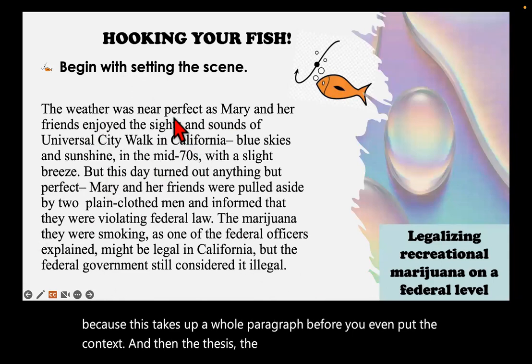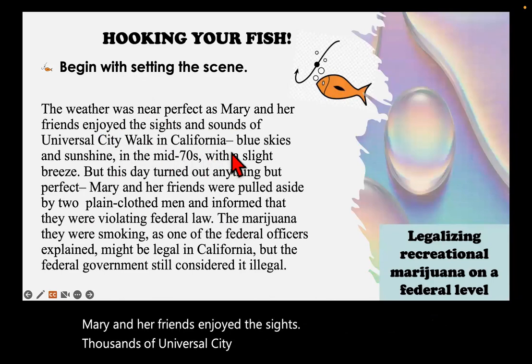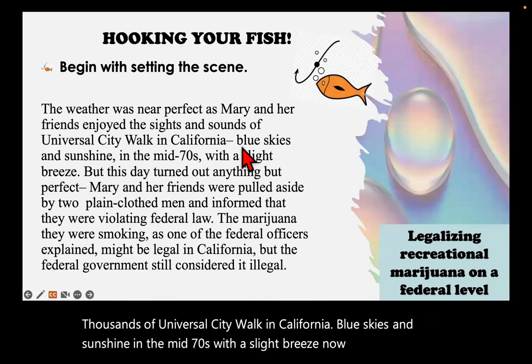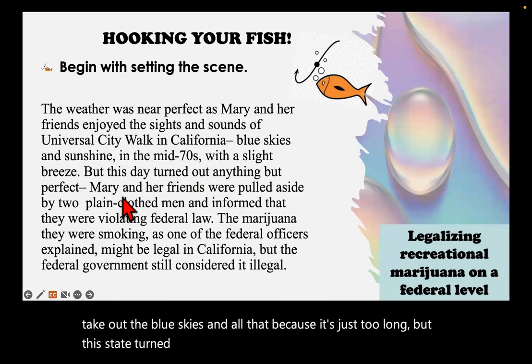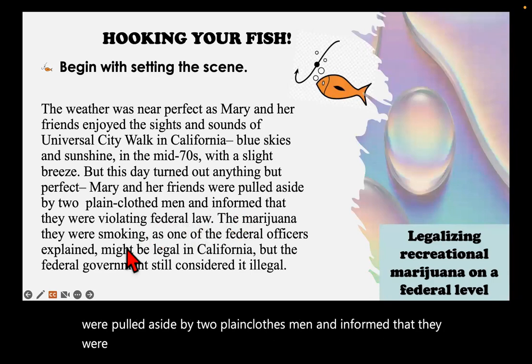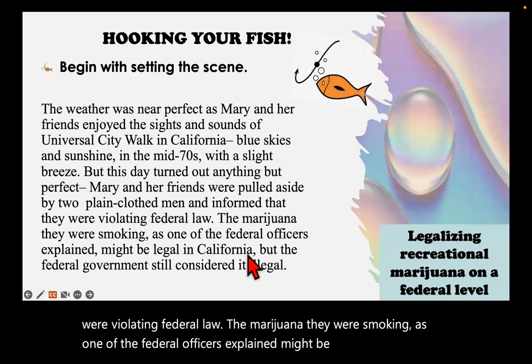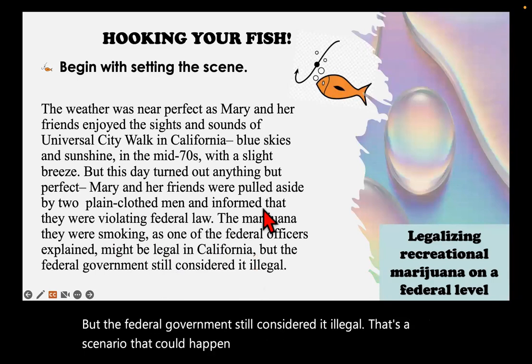The weather was near perfect as Mary and her friends enjoyed the sights and sounds of Universal City Walk in California. Blue skies and sunshine in the mid-70s with a slight breeze. Now, I probably would take out the blue skies and all that because it's just too long. But this day turned out anything but perfect. Mary and her friends were pulled aside by 2 plainclothes men and informed that they were violating federal law. The marijuana they were smoking, as one of the federal officers explained, might be legal in California, but the federal government still considered it illegal. That's a scenario that could happen. Absolutely could happen.